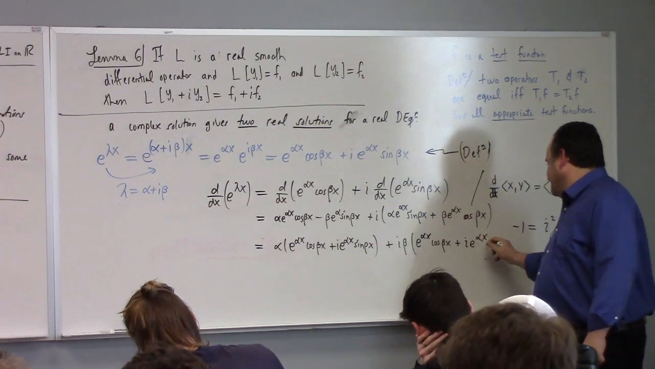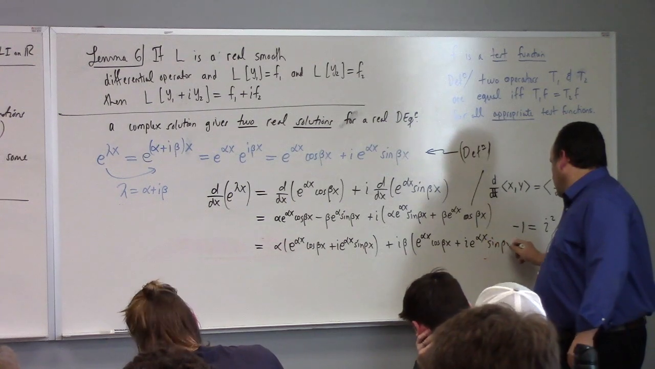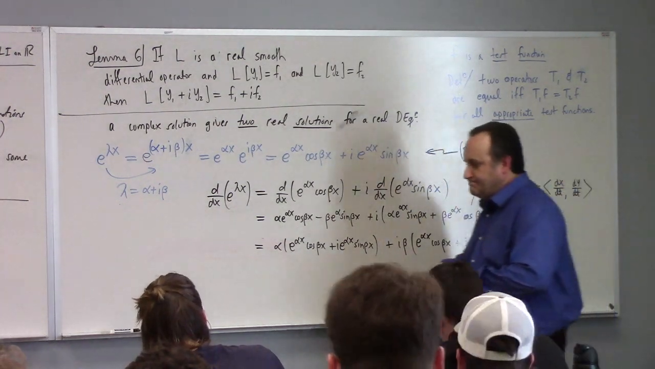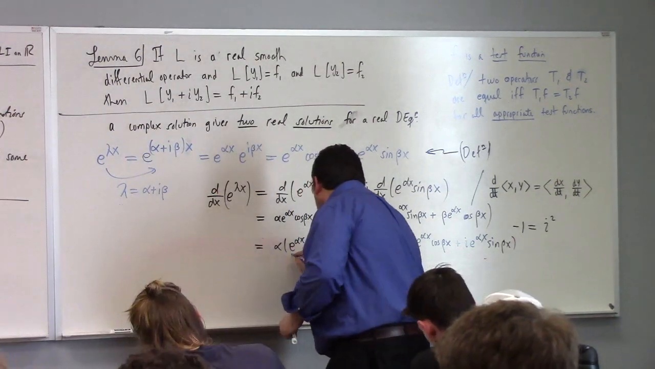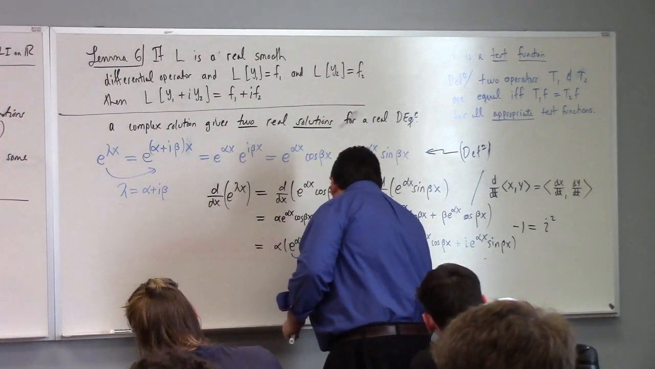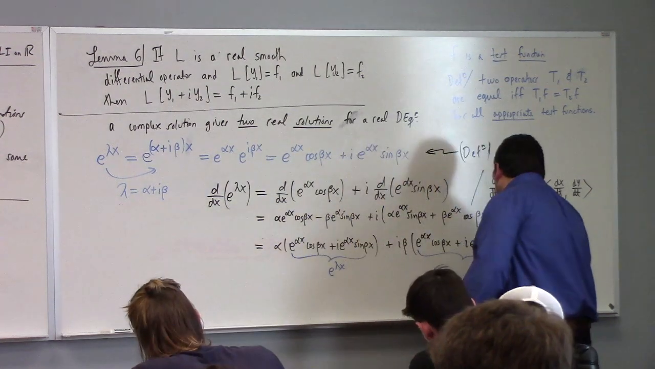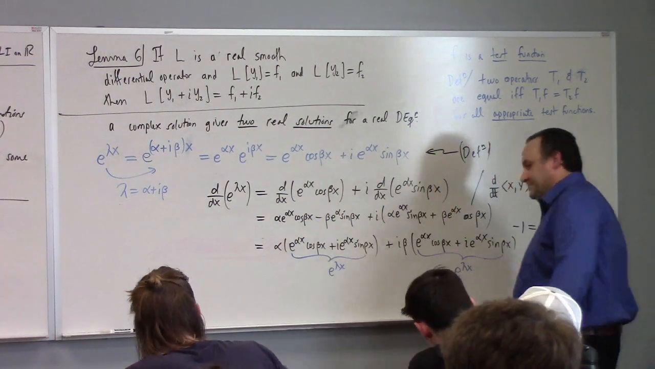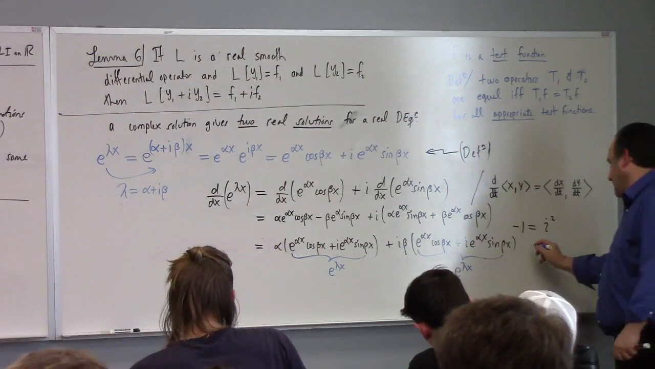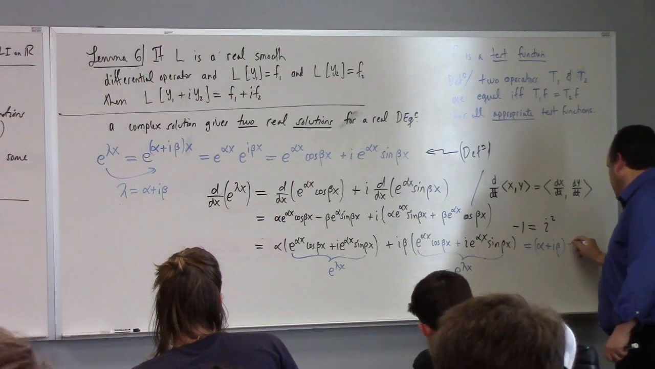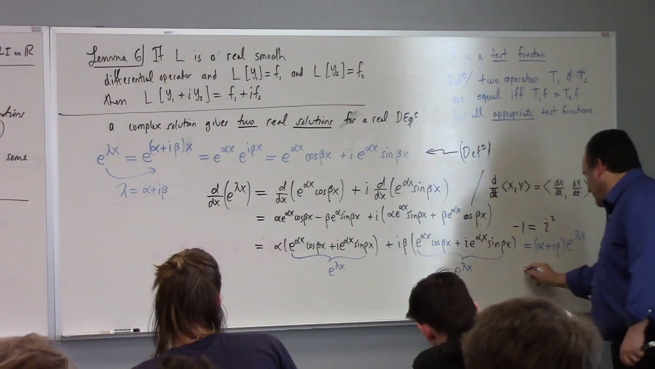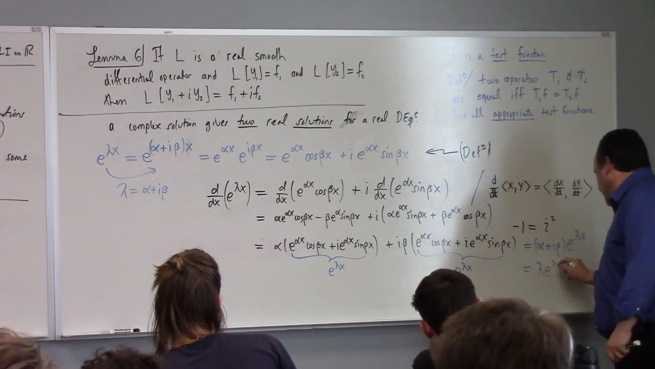But what do we have? What are we looking at? This is e to the lambda x. This is e to the lambda x. Therefore, we have alpha plus i beta by factoring e to the lambda x, also known as lambda e to the lambda x.